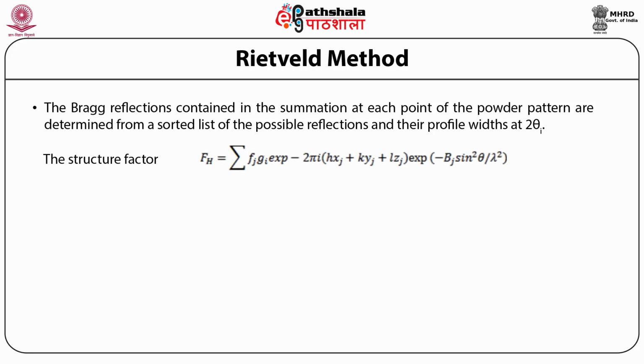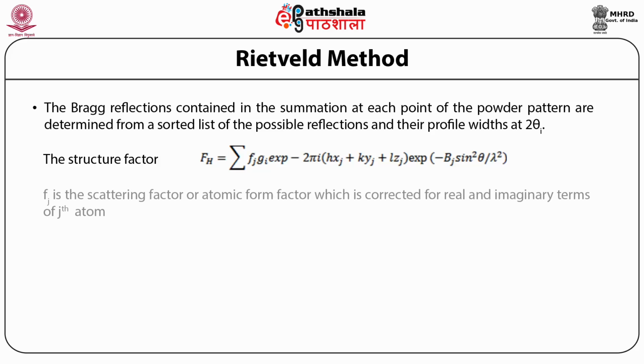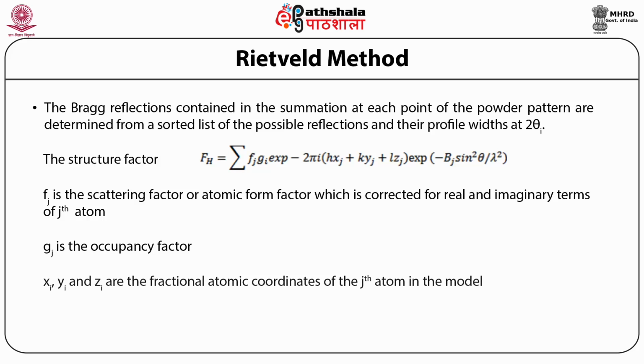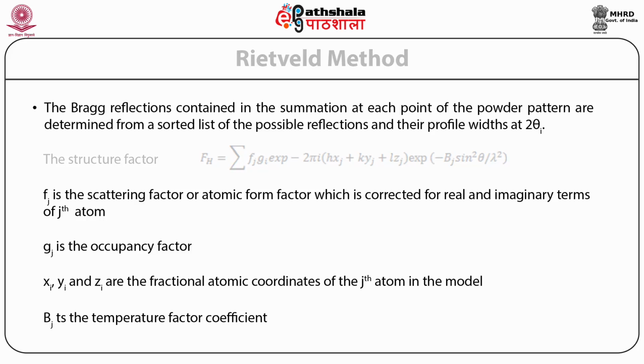The structure factor equation contains the structural information as it is given here. Fj is the scattering factor or the atomic form factor, which is generally corrected for real and imaginary terms of the jth atom. G is the occupancy factor. The fractional atomic coordinates of the jth atom are given as xj, yj, and zj. Temperature factor coefficient is given as Bj.